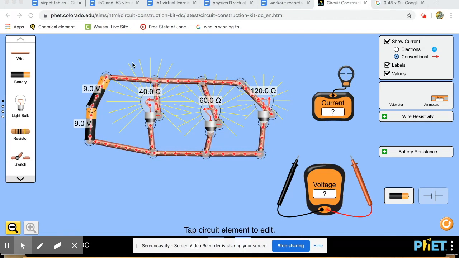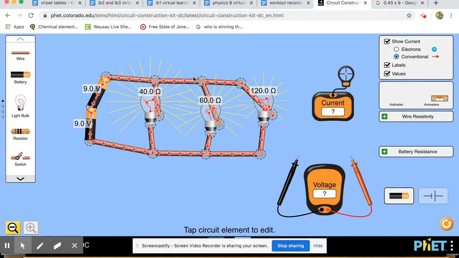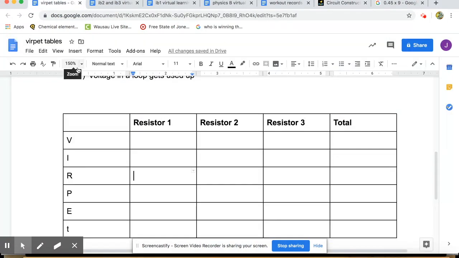So let's go back to our VIRPEt table. I added another resistor here, resistor 1, 2, and 3. Let's just go from left to right here. Just like we did last time, we'll call this resistor 1, resistor 2, resistor 3. Let's fill in what we know. We know resistor 1 is 40, resistor 2 is 60, and resistor 3 is 120. So 40, 60, and 120.